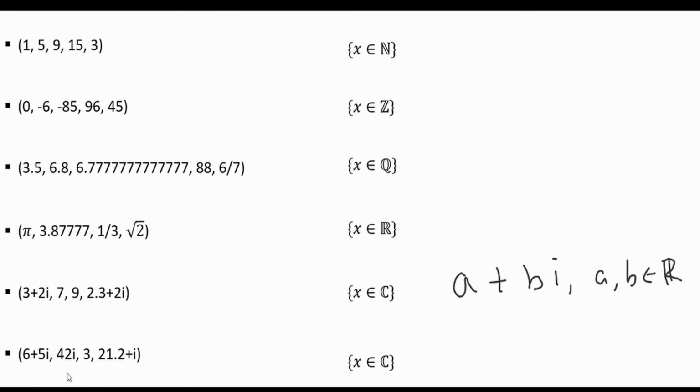For the last set, it's a similar story to above, however, we also have something like 42i. This is basically the same thing as what we had with 7 and 9 above. However, 42i is just a special case where b is 42 and a is equal to 0, which is, once again, also allowed with complex numbers.